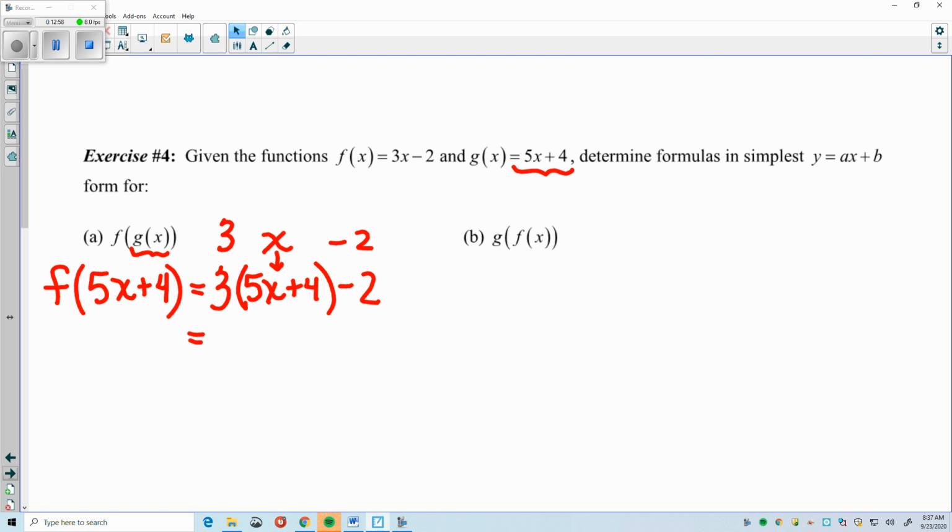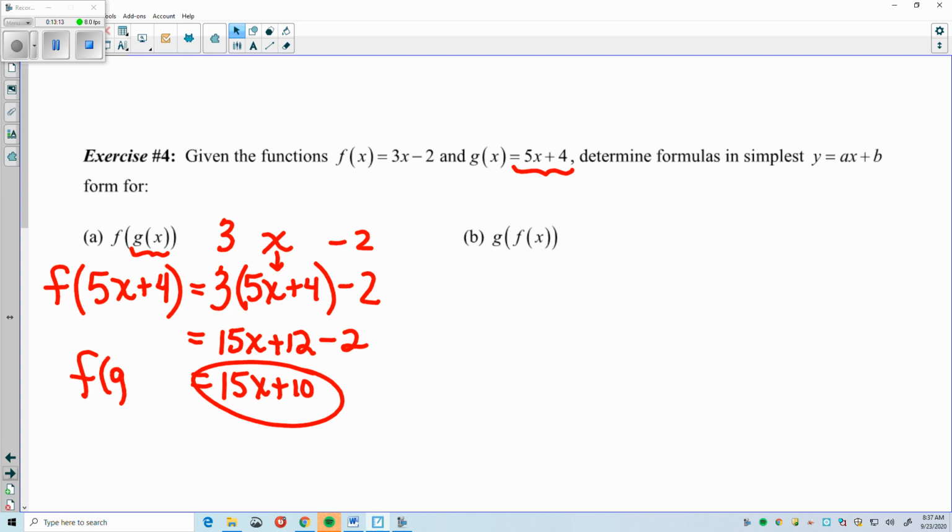Now we need to simplify. So we're going to distribute through. This would get me 15x plus 12. And then I have the minus 2. So final answer here, I'd have 15x plus 10. So that would be evaluating the f function by plugging the g function into it.